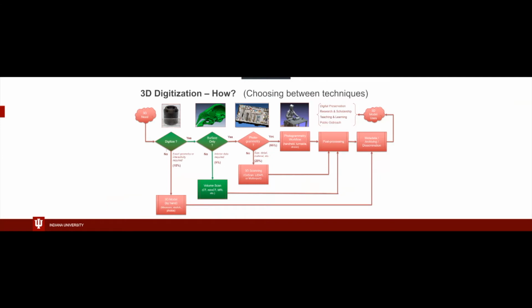But let's say it's an object that you obviously can't model, and let's say that it's an object that you need to know what's inside of it. You need the interior data. That's when you want to use volumetric methods, such as CT scans or MRI scans. And I will give you some examples here of where we've done that.